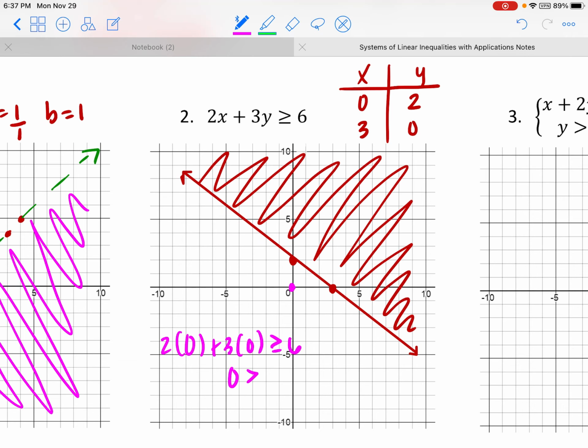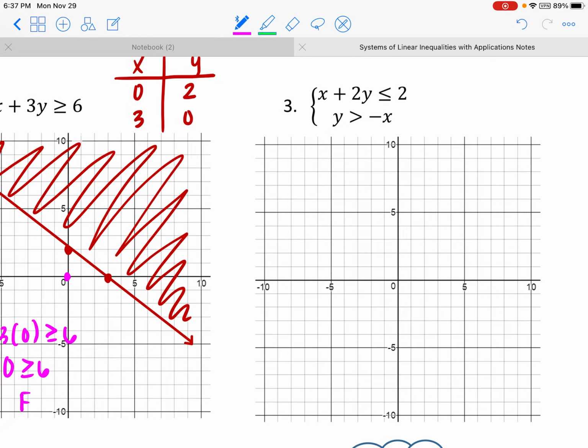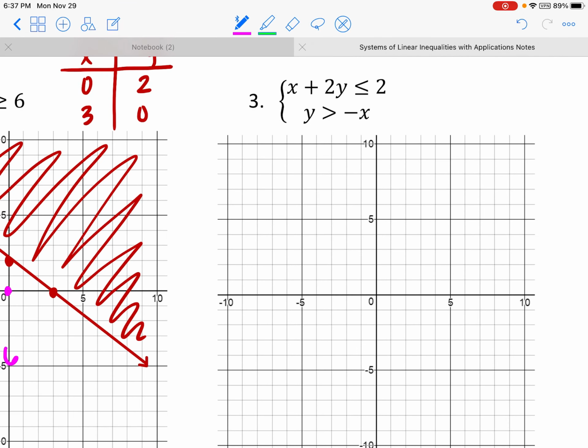So I get 0 being greater than or equal to 6, which is definitely false, so that should not have been shaded. So just a little work to check. Alright, now if we have a system, we're going to do the same thing twice, and we're going to see where our individual solution regions overlap.